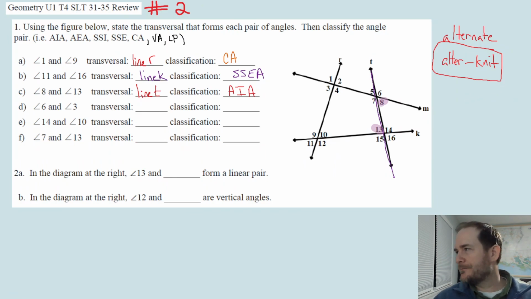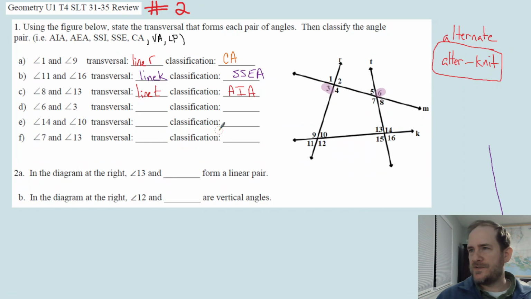All right, moving on. So what's our next pair? 6 and 3. So 6 is up there. Oops, get rid of that. 3 is over there. So the transversal that they share is line M. And their classification is 1 below, 1 above. So those are alternate. They're on the outside. So those are alternate exterior angles.